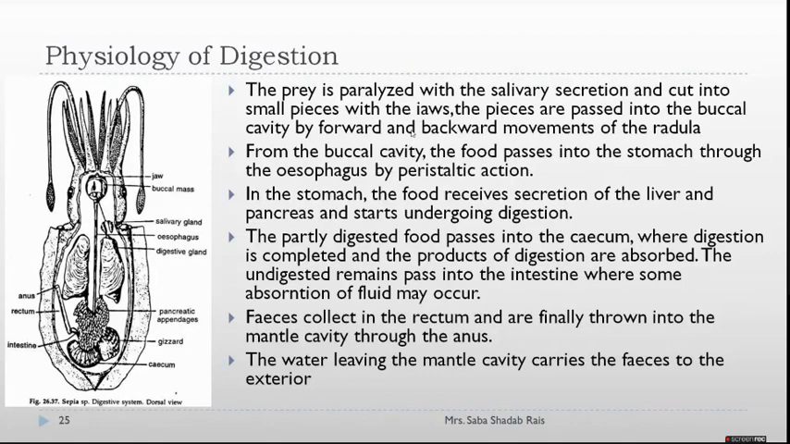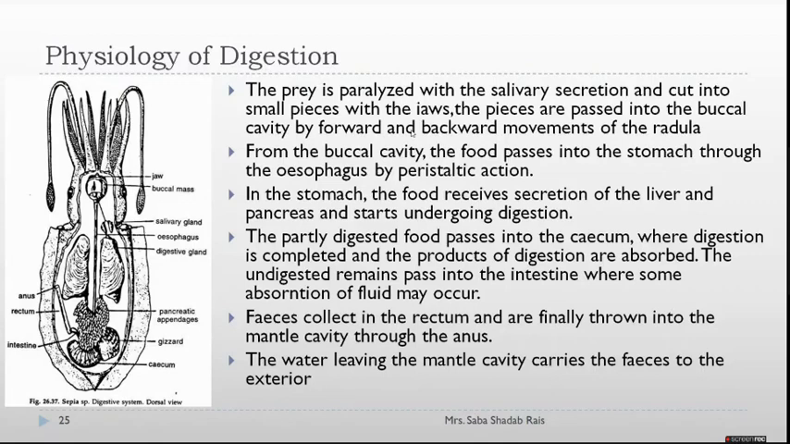So main digestion will start here, and this partly digested food will go to the cecum, where the digestion will be completed, and the products of digestion are absorbed into the cecum. Whatever undigested materials are there, along with fluid, will go to the intestine, and some absorption of fluid will occur there.